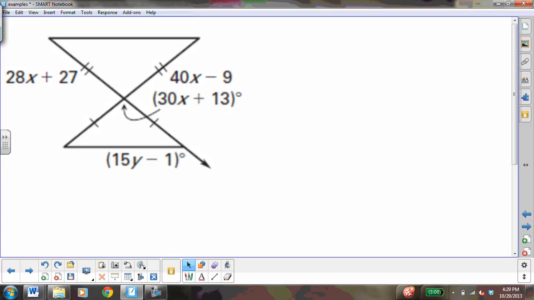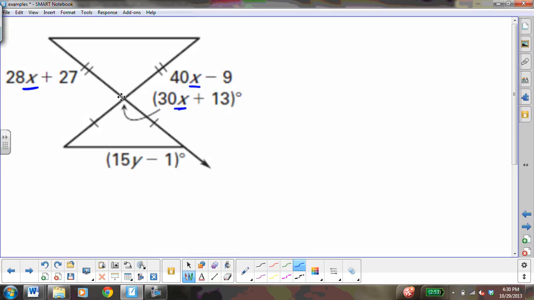I want to find the value of x and y in this particular figure. So if I evaluate what I have, it looks like I have an isosceles triangle on the top here and a different isosceles triangle on the bottom. The x's appear in 3 places.